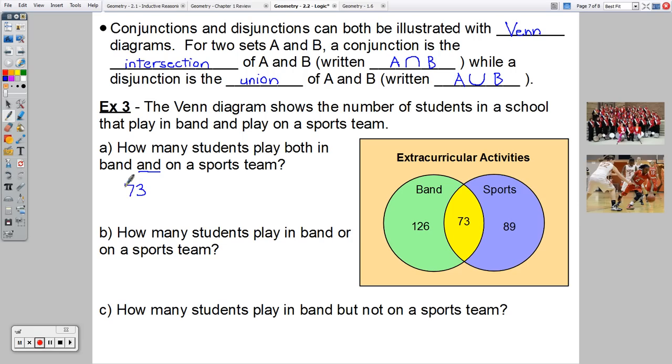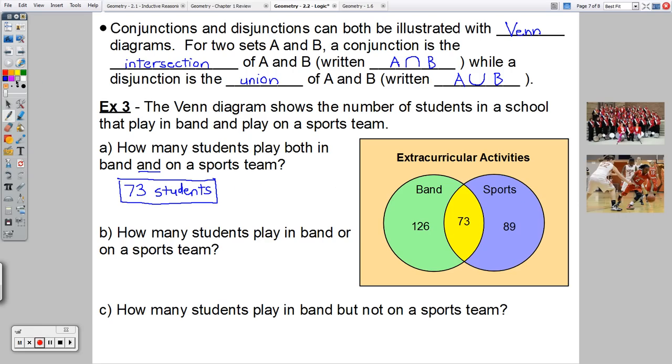So we have 73 students are, I guess I'll write down the word students, since I usually am wanting you to write units down, or what the thing is, whenever possible with word type problems. So 73 students are playing in both band and on a sports team. That's this number right here.